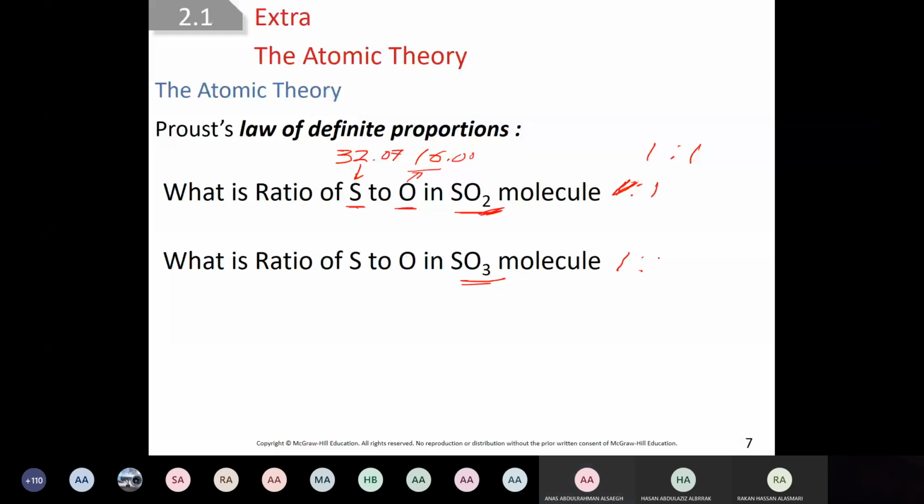0.66. Yes. No, I want the oxygen at the end. 1.5. Exactly. So it will be 1 to 1.5. This is sulfur and this is oxygen. So yes, it is 1 to 1.5 in this compound and 1 to 1 in this compound, and that's called the law of definite proportion.